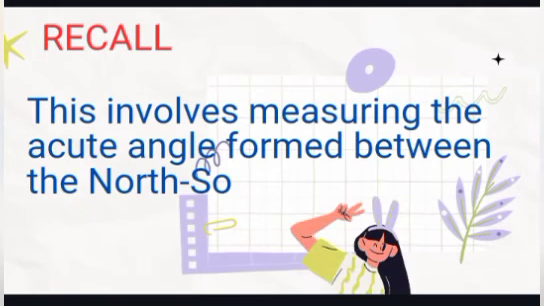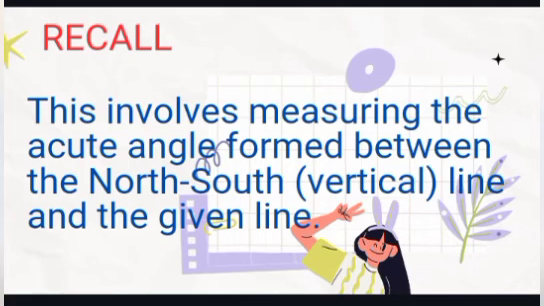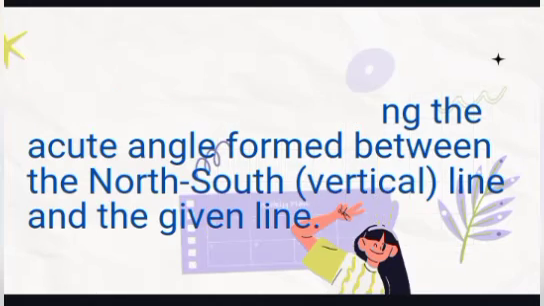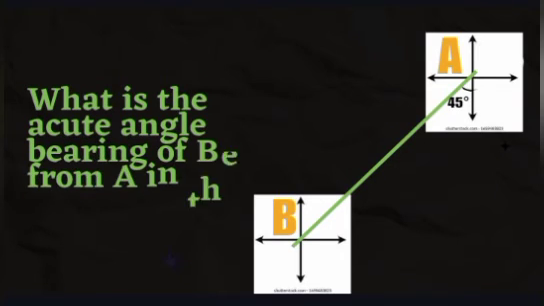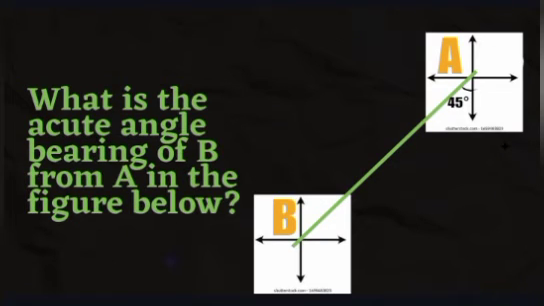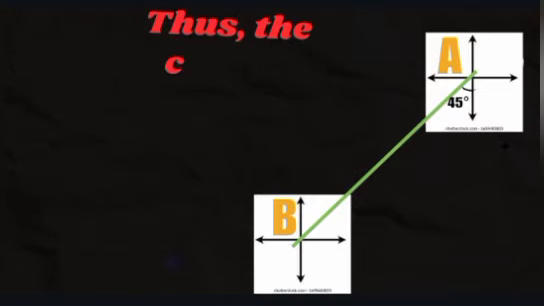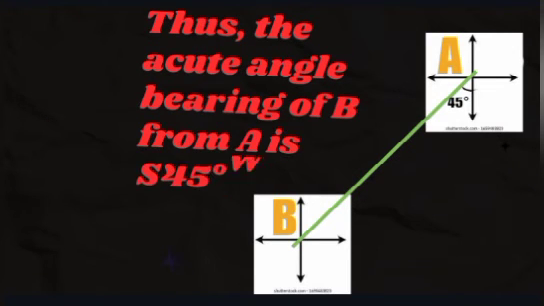Therefore, recall what I said, that it involves measuring the acute angle formed between the north-south vertical line and our given line. So recall I said here it is formed in between the south pole and the west pole. Therefore, our acute angle bearing of B from A is south 45 degrees west.